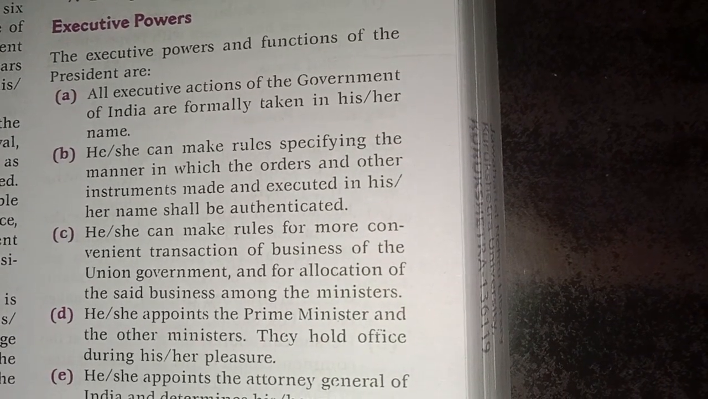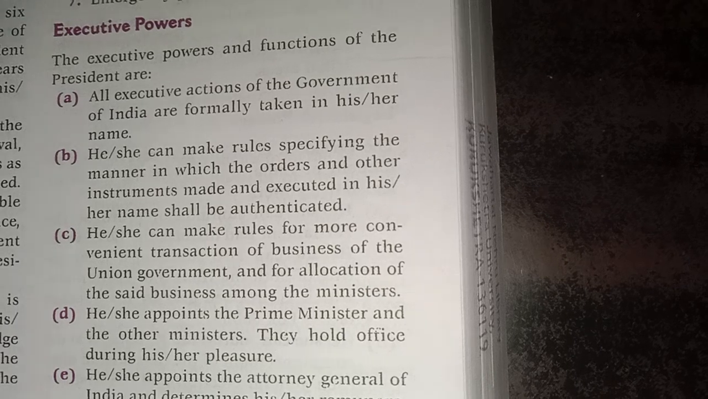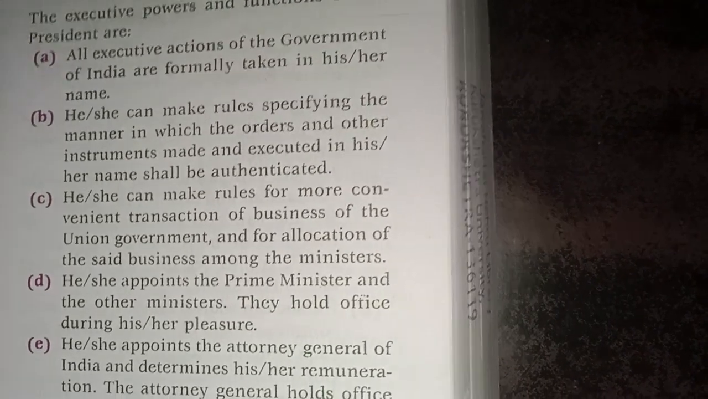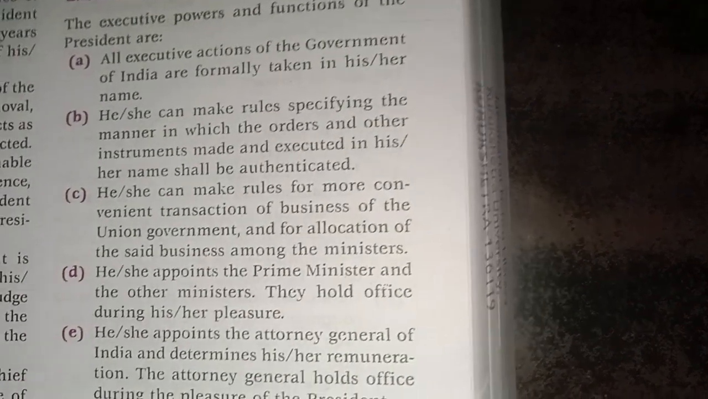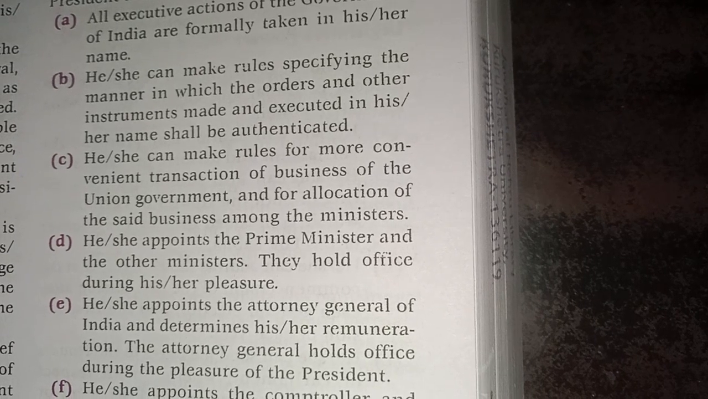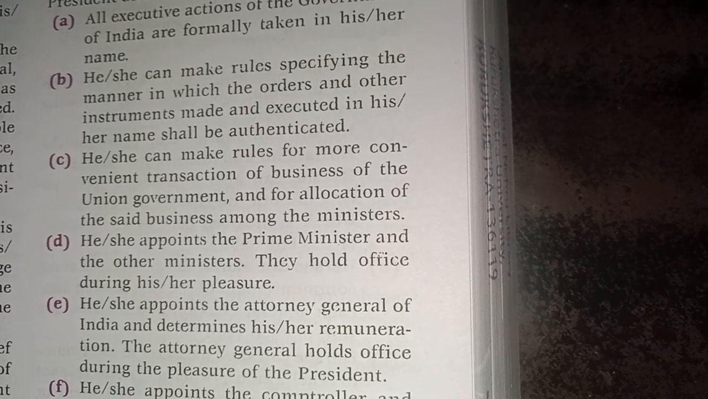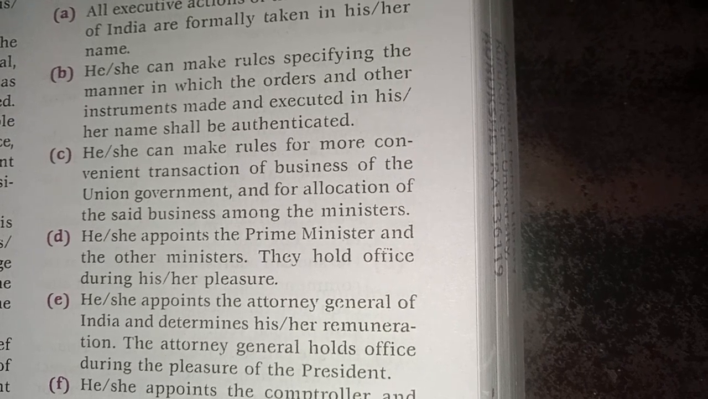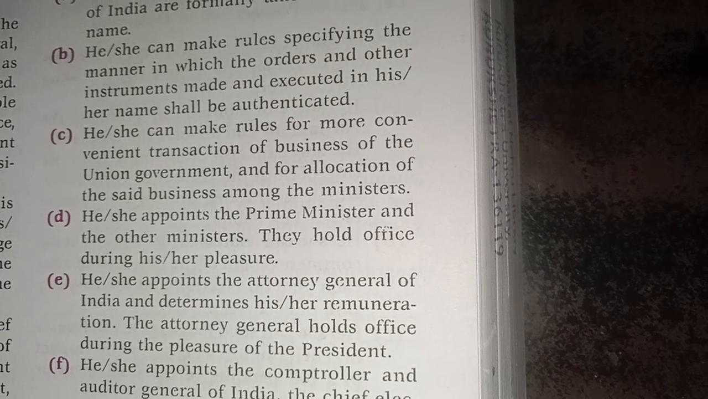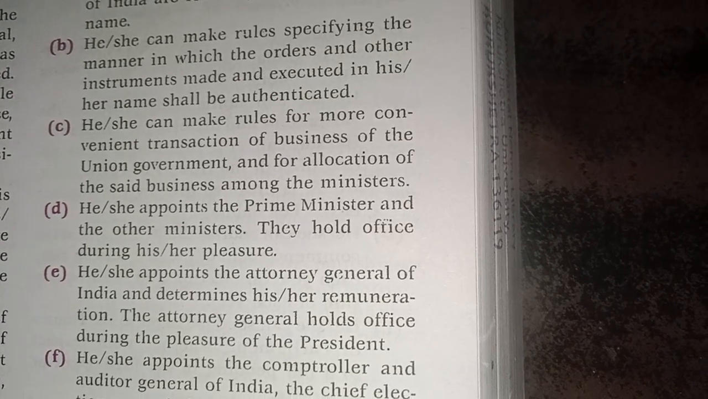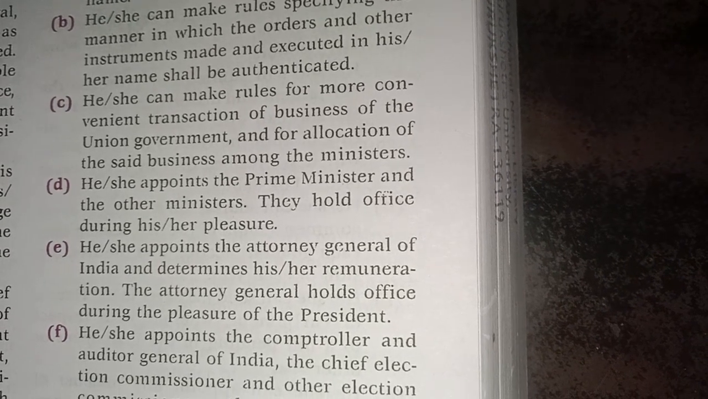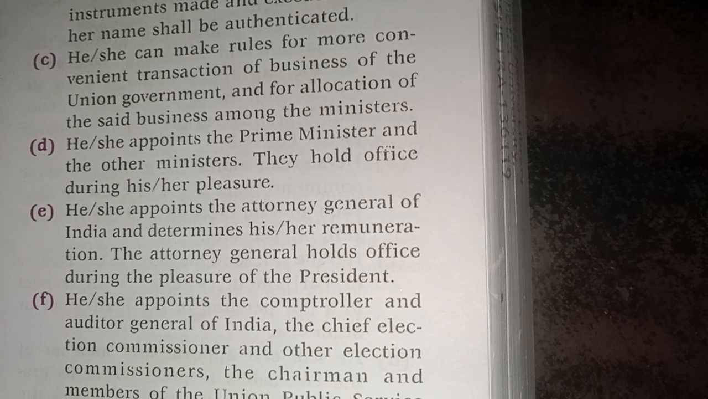C. He or she can make rules for more convenient transaction of the business of the union government and for allocation of the said business among the ministers. D. He or she appoints the prime minister and other ministers. They hold office during his or her pleasure.